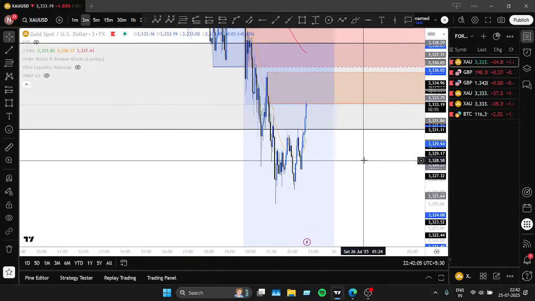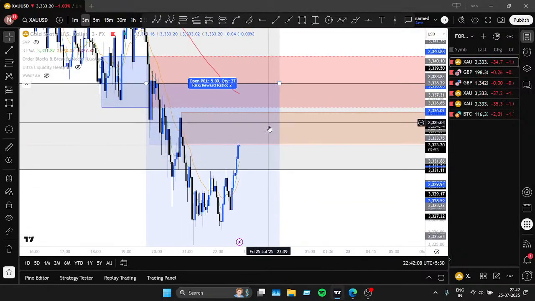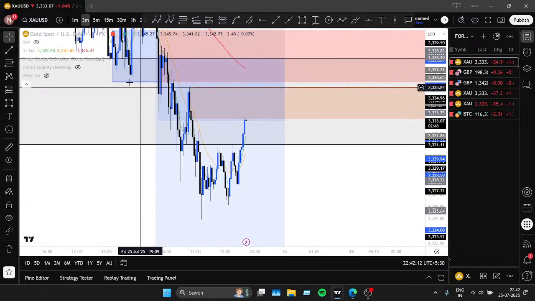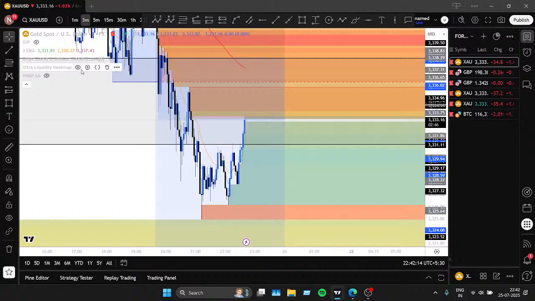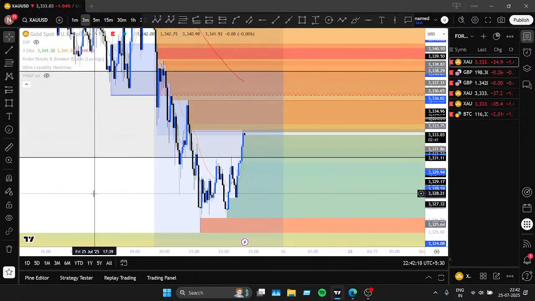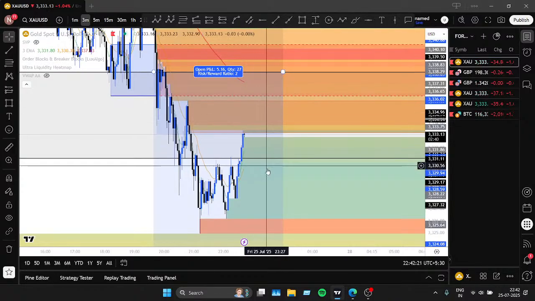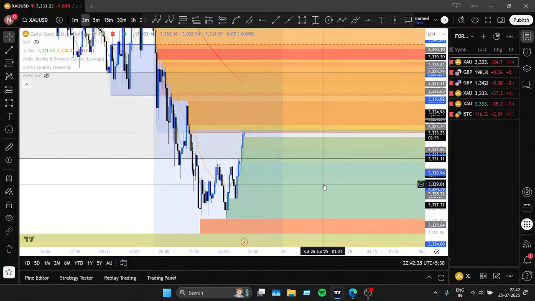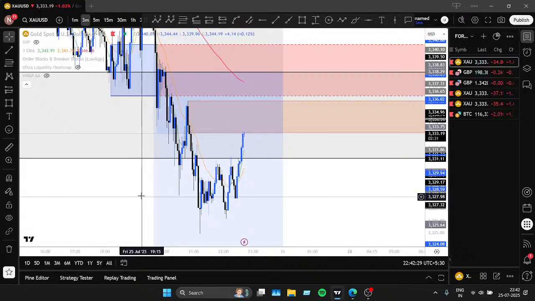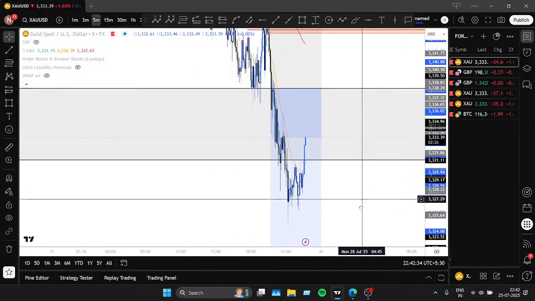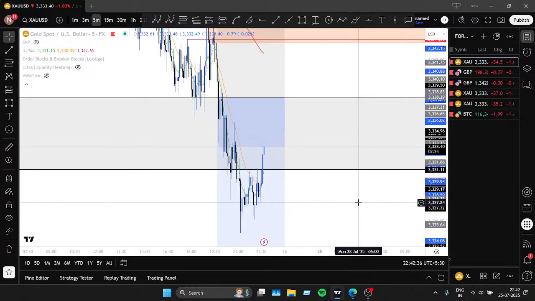Okay, gold might react from this order block right here. Again, bearish reaction to the downside. There's very low liquidity right now in this zone, so market could take those high liquidity above, then once again give us a bearish reaction. Maybe during next week's Monday market open, it could happen.